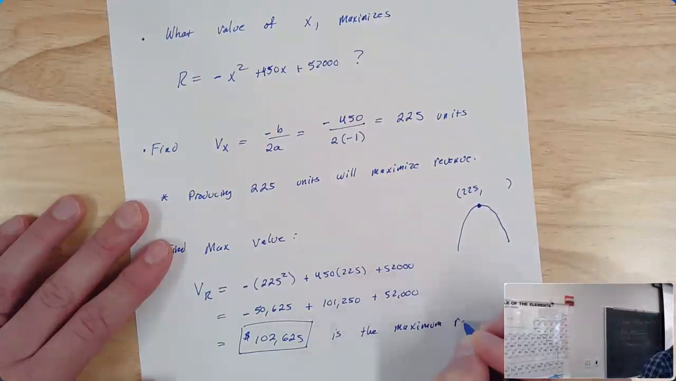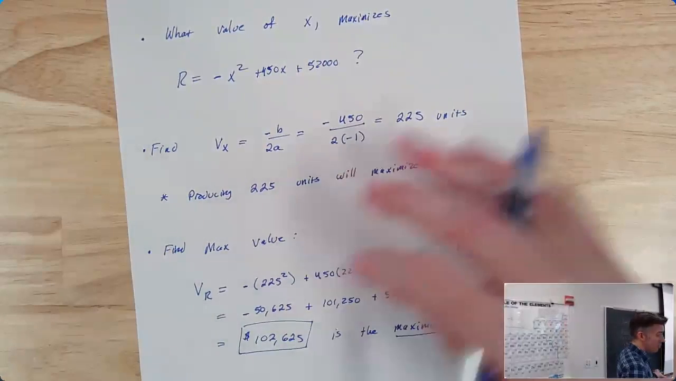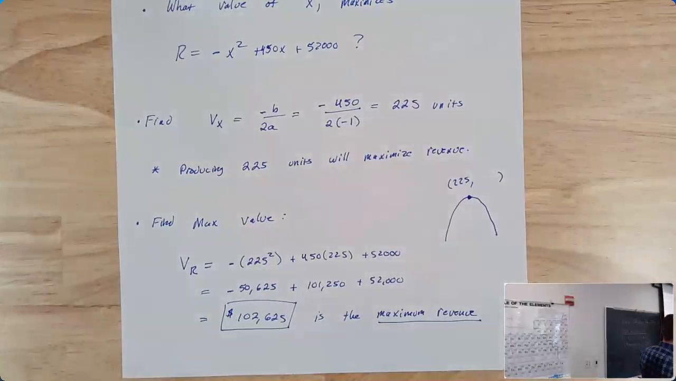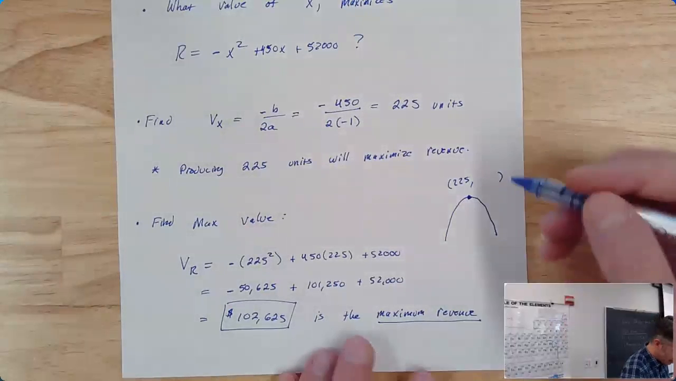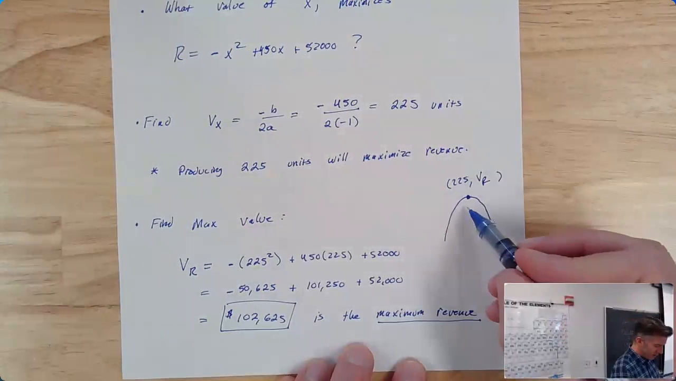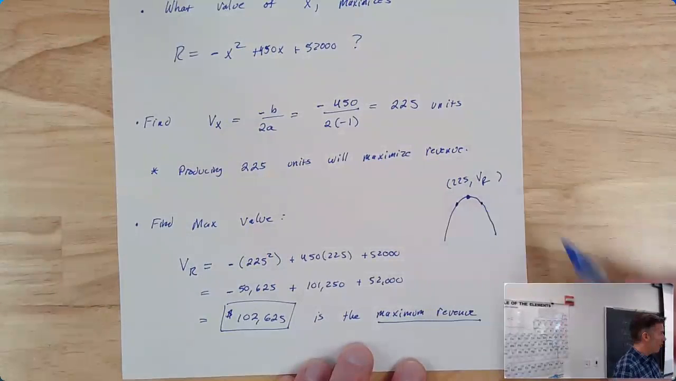And I really, really want to stress it's the maximum. You could plug in any other value for x. You can say x is 200 units or x is 300 units. If you plug that in and calculate the revenue at those different x values, you'll get a lesser revenue, because this is the top of the parabola. There is no other x value that's going to produce a higher output revenue value.